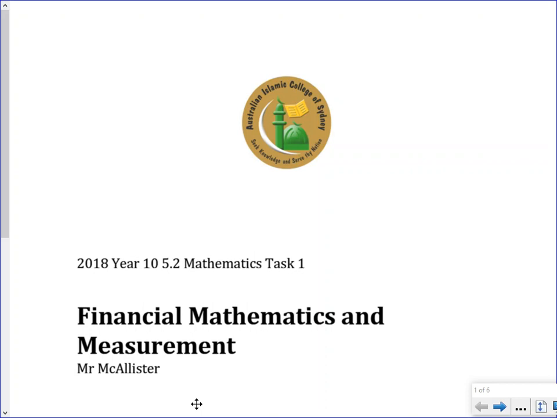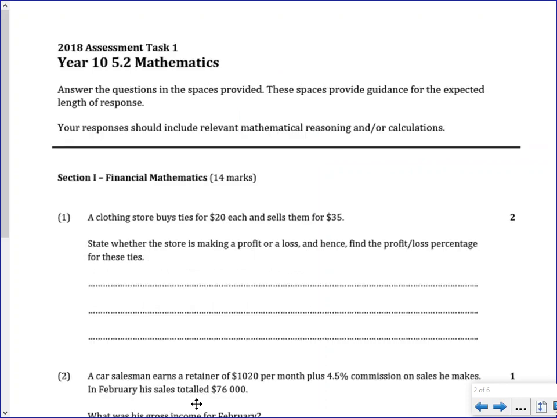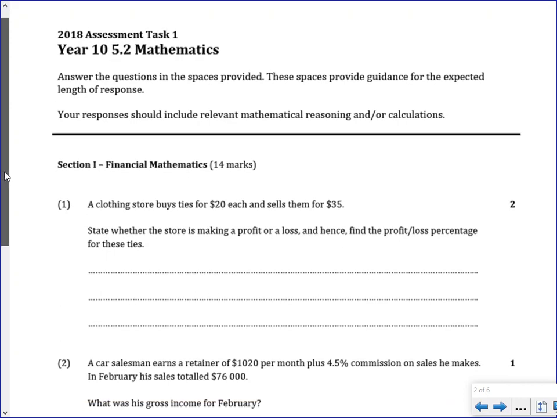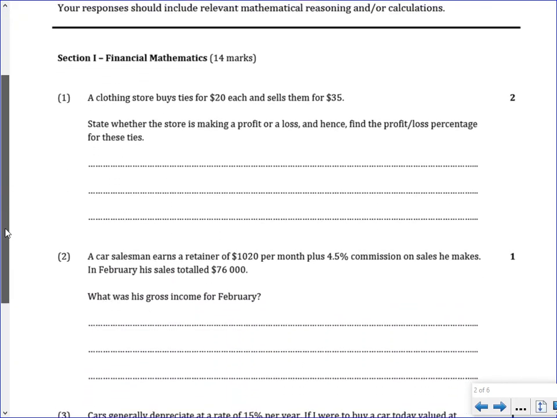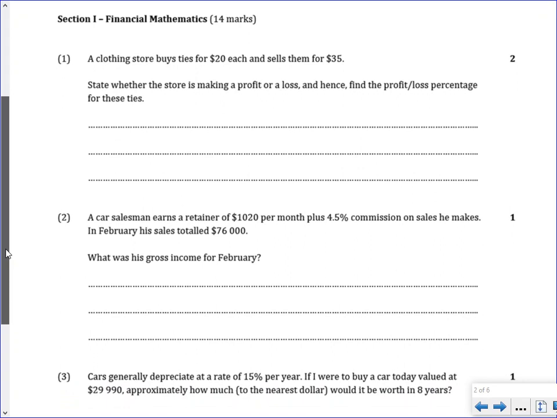So going into the first section with financial maths, start with the first question. We have a clothing store that buys ties for $20 each and then sells them for $35. State whether the store is making a profit or loss, and hence find the profit or loss percentage for these ties. So let's just unpack it here. They're buying it for $20 each, so that's the cost price, and they're selling it for $35 per tie, so that's the selling price.